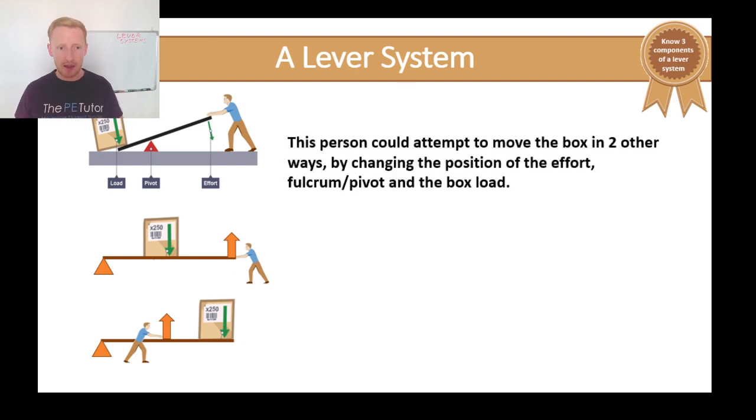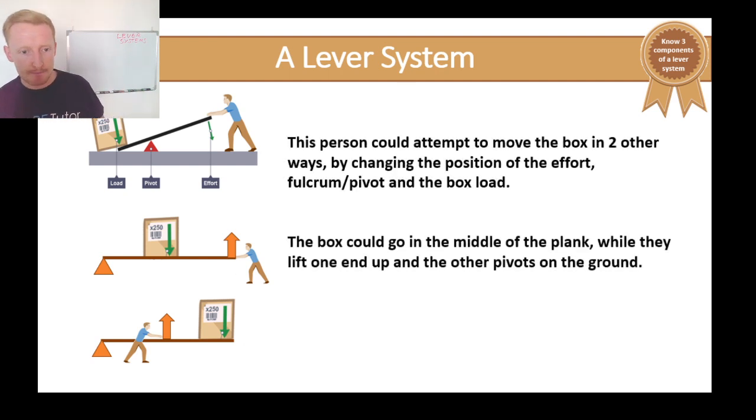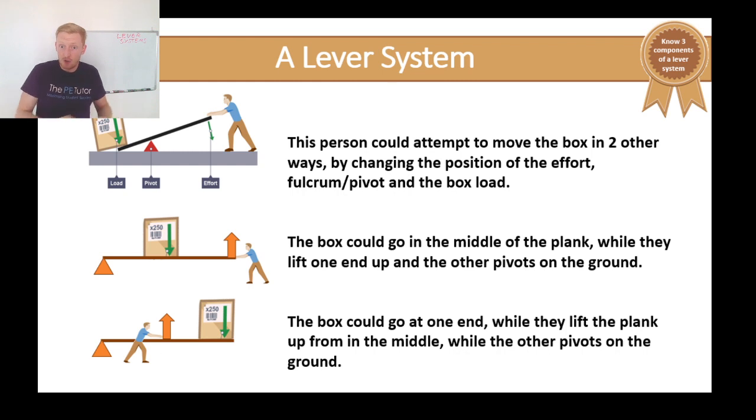So let's have a look at how this person could have changed it up. Well, that middle option there, if they wanted to lift this box, then they could have set the lever up by having the fulcrum at the other end and the box in the middle, and then he's lifting from the other end. He could have stood in the middle with the pivot behind him. He could pull on that plank of wood and try and lift the box, which is at the other end. So all three of these could have happened, but they've decided to go for the one at the top.